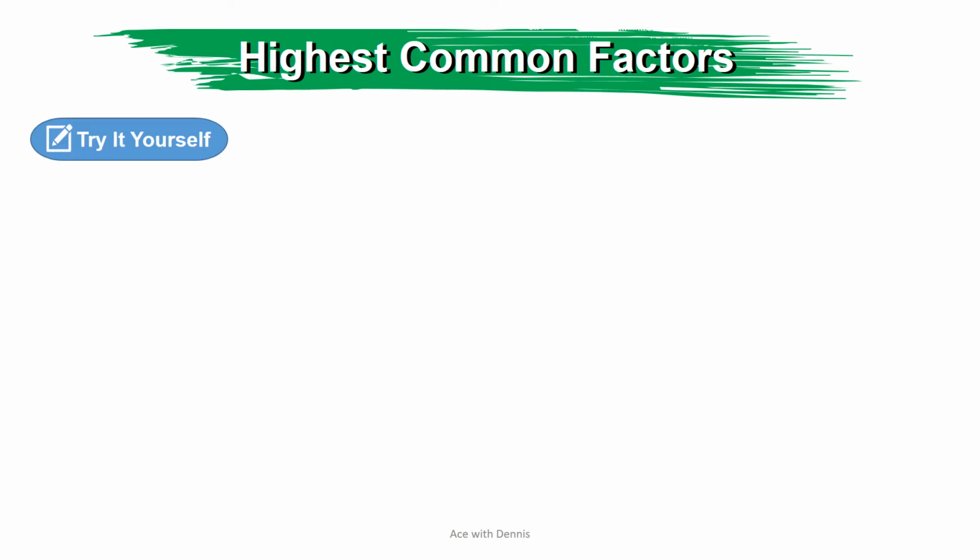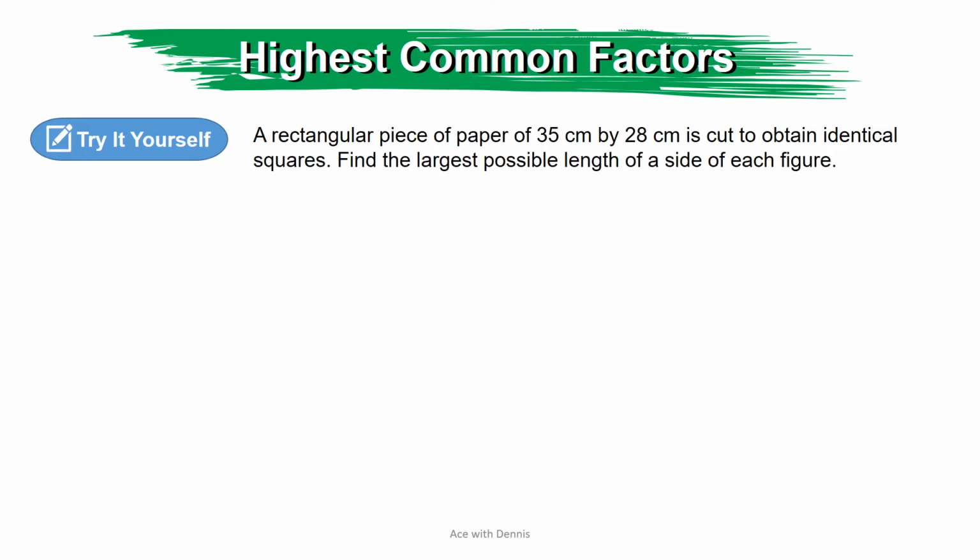Now, let's try this example yourself. A rectangular piece of paper of 35 cm by 28 cm is cut to obtain identical squares. Find the largest possible length of a side of each square. You can pause the video and try to solve it yourself.